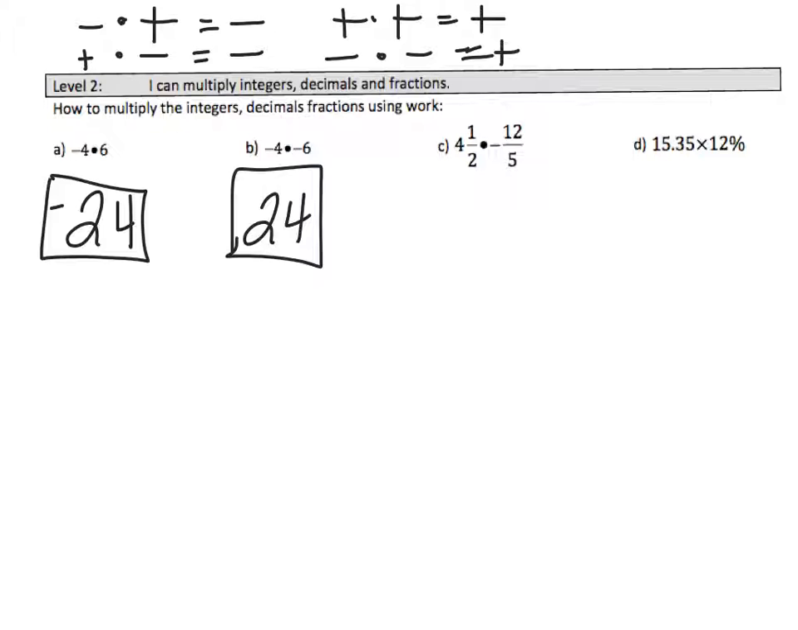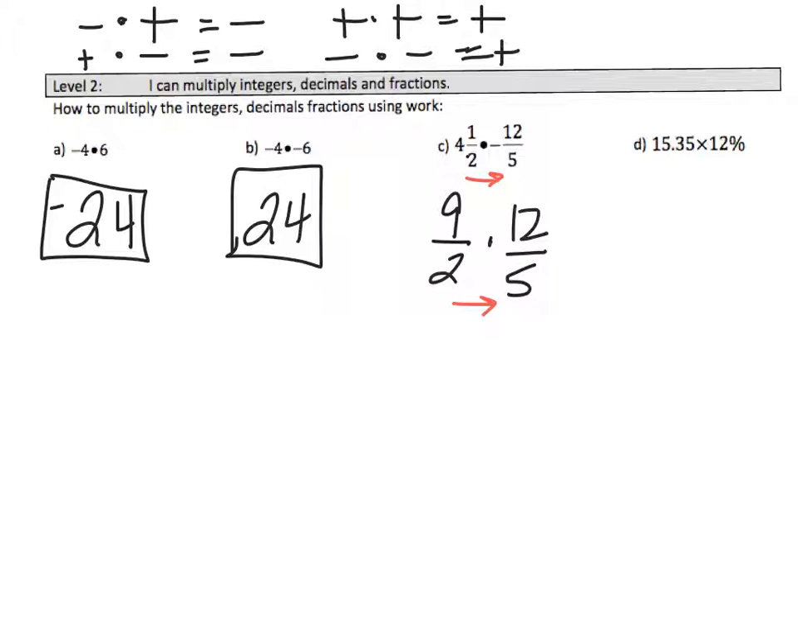Okay, when you're multiplying with mixed fractions or mixed numbers, or fractions in general, what you want to do is you want to multiply the numerators together and then the denominators together. But you can only do that if you have two improper fractions. So in C, you've got 4 times 2, which is 8, plus 1 is 9, times 12 over 5. So with fractions, when you're multiplying, you don't need common denominators. You can multiply straight across.